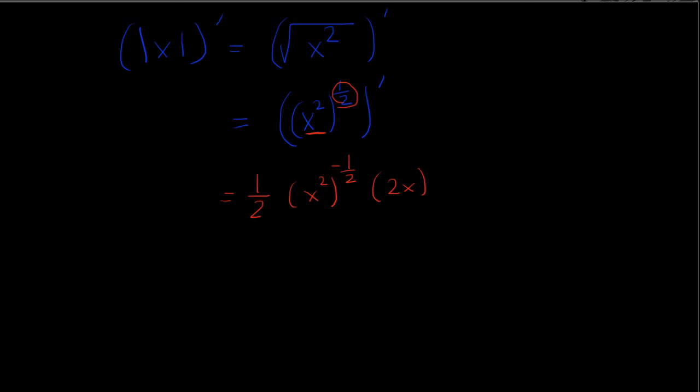Okay, so now let's simplify. We have a 2 here that cancels. I have x at the top. And here there's a negative exponent, so I could just put that in the bottom and make it positive. And I have x squared to the 1/2 power. That's the same thing as the square root of x squared.